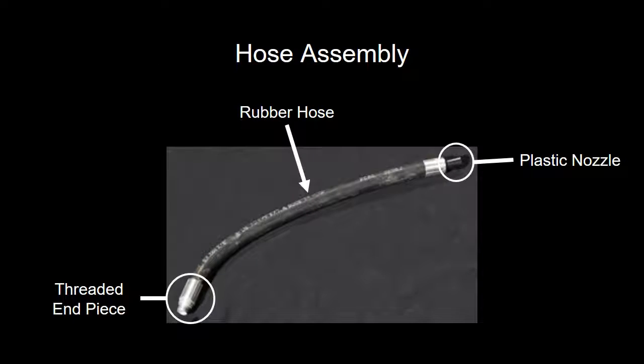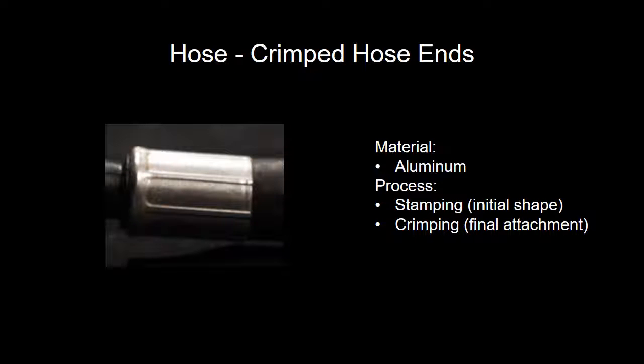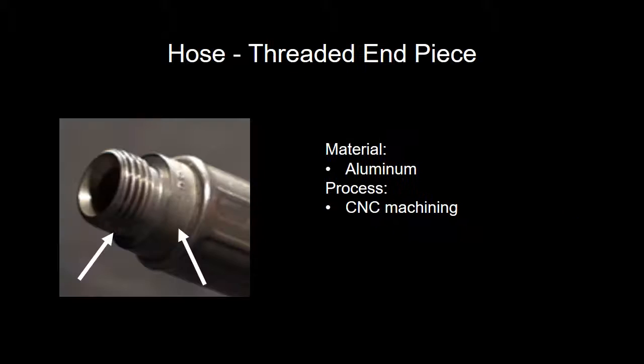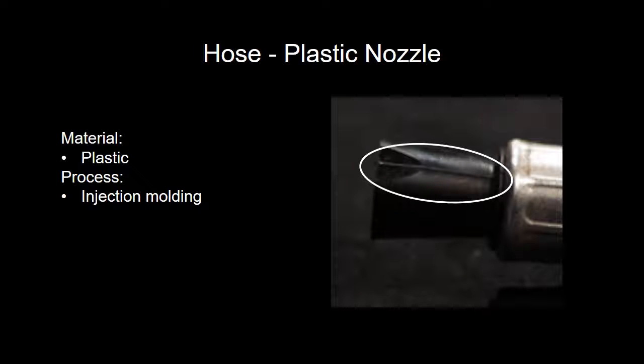The hose assembly is comprised of a rubber hose, plastic nozzle, and threaded end piece. Stamped aluminum hose ends are used to join the end pieces to the hose and crimped using a special die. The threaded hose ends are machined from aluminum round stock, based on the part geometry and difference in surface finish of the outer diameter to the threads and inner bore. The nozzle is manufactured using plastic injection molding based on the mold line and release pin marks.